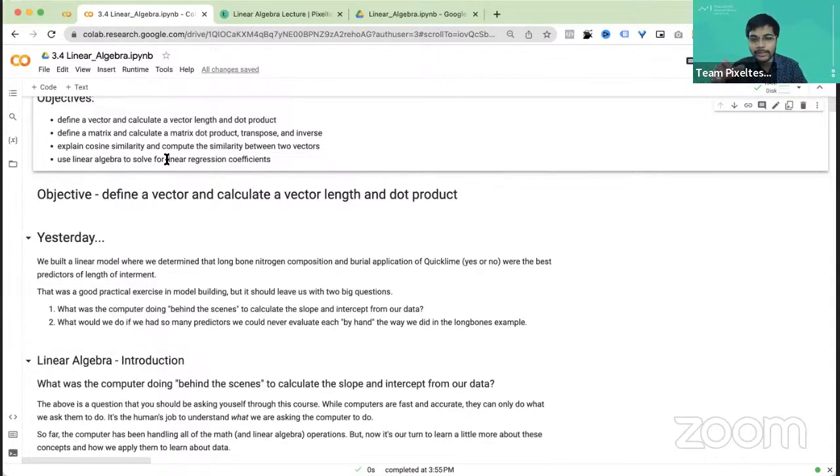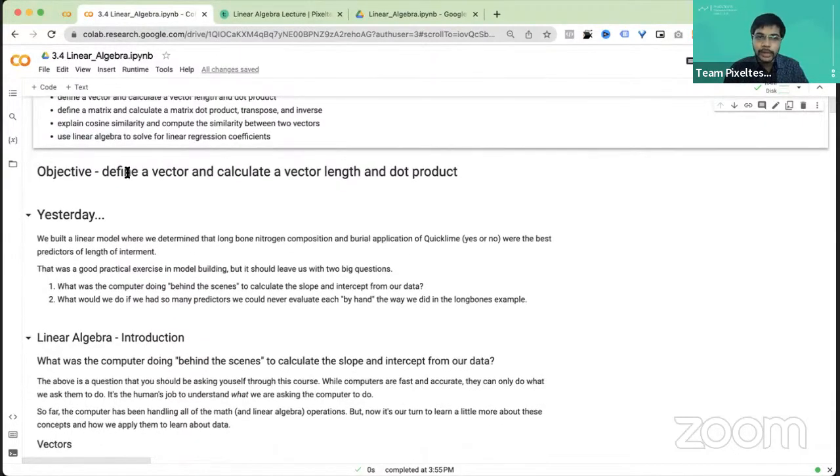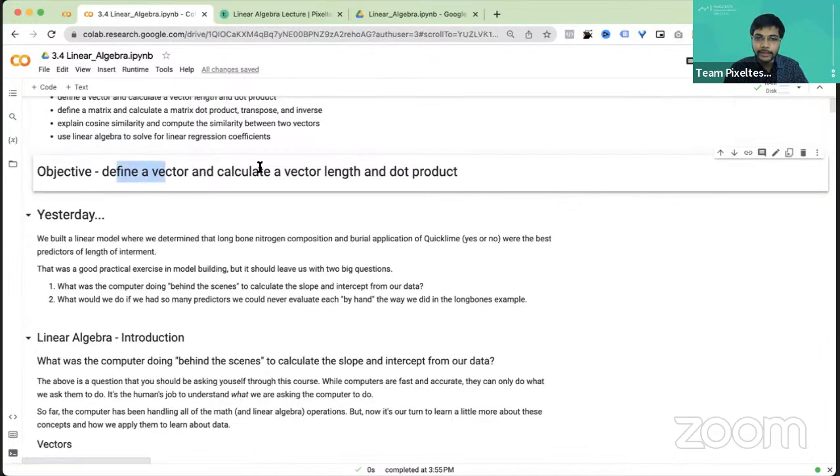So we also need to understand, it's not that we only understand the OLS formula and understand everything, right? So we are going to understand a little background about it. Okay, so let's go by first defining a vector and calculating a vector length and dot product, right?